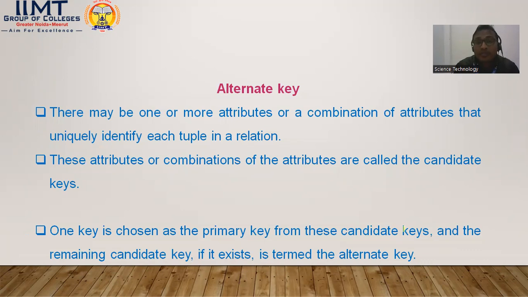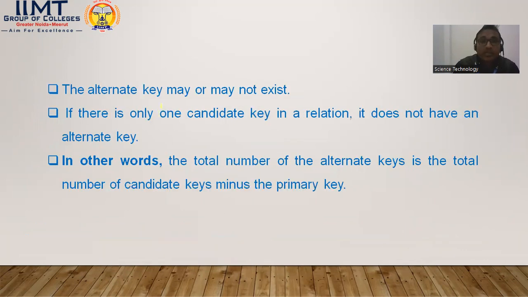What is the purpose of keys in the DBMS? The main purpose is that every record is uniquely identified. The alternate key may or may not exist. If there is only one candidate key in a relation, it does not have an alternate key.